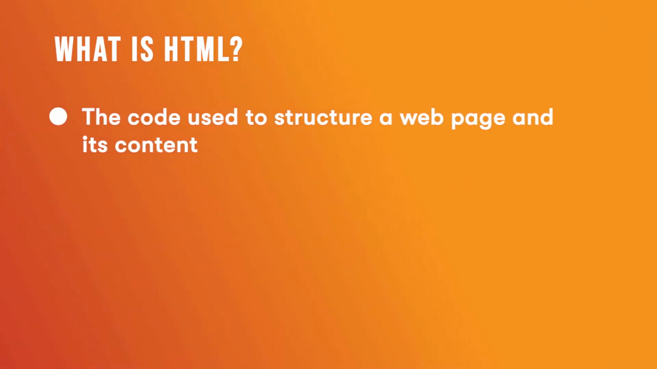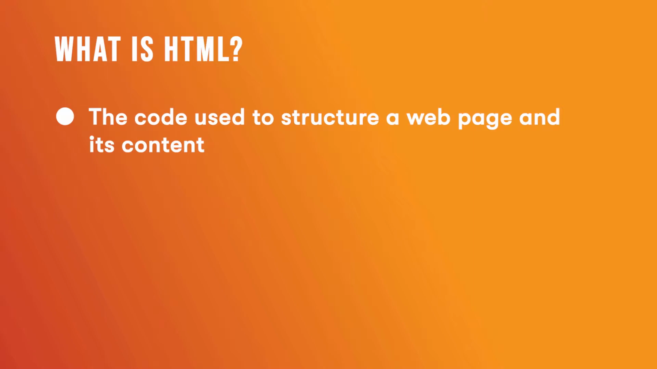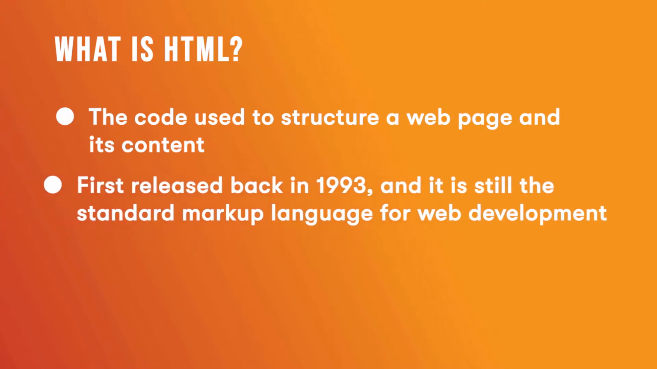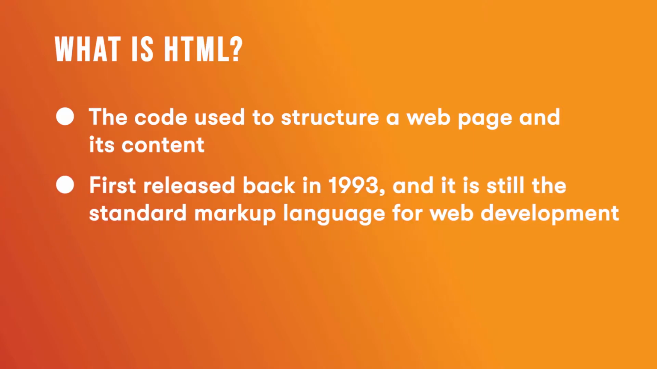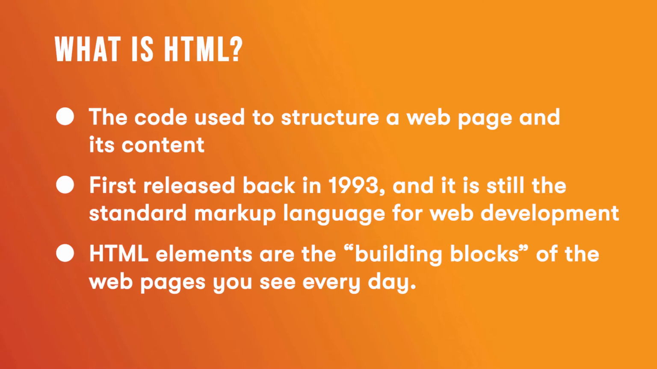So first, what is HTML? HTML is the code used to structure a web page and its content. It was first released back in 1993, and it is still the standard markup language for web development. HTML elements are the building blocks of the web pages you see every day. Now that you know what HTML is, let's get into downloading VS Code.